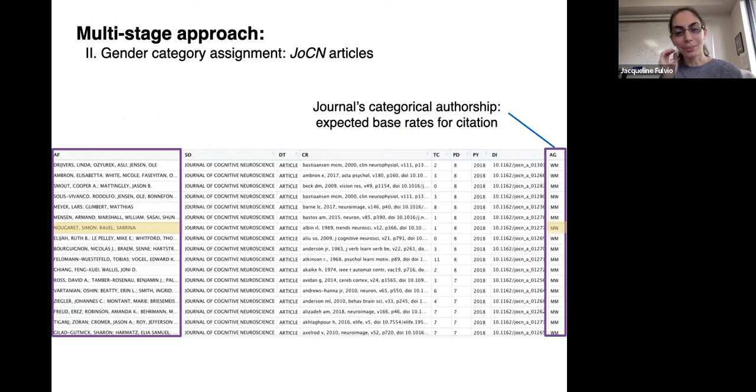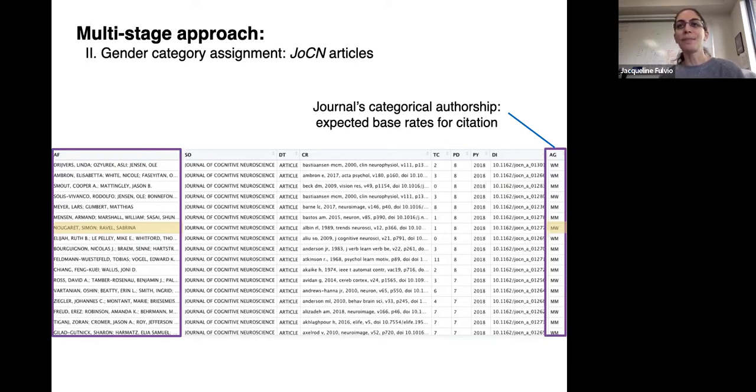Okay, so we did this for each of the 2,106 articles published in the journal, and that resulted in a column of author group categories. And as we can see on the right, we have WM, MM, MW, and so on. Just as another note, solo authored papers became either MM or WW, just so that we had some consistency in our labels here.